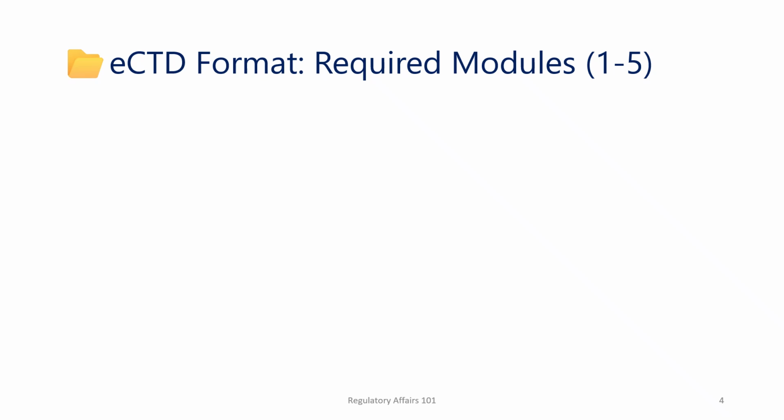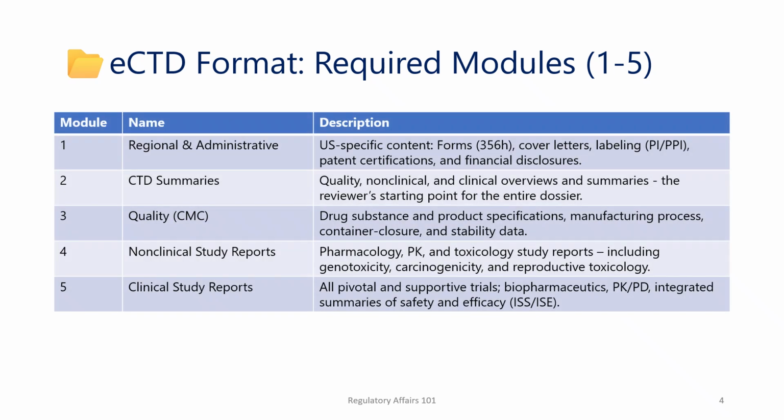Every NDA today is submitted in eCTD format. It organizes the application into 5 modules. Module 1, regional and administrative documents. Module 2, high-level summaries, the reviewer's roadmap. Module 3, CMC: drug substance, drug product, and manufacturing. Module 4, nonclinical study reports. Module 5, clinical study reports, including ISS and ISE. This structure helps FDA reviewers navigate thousands of pages efficiently.